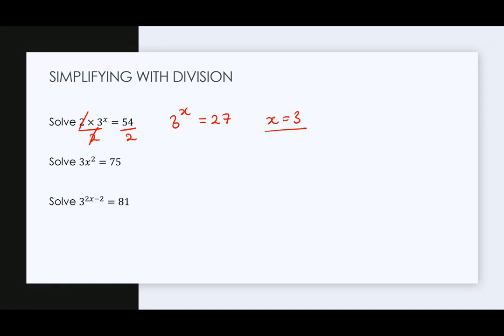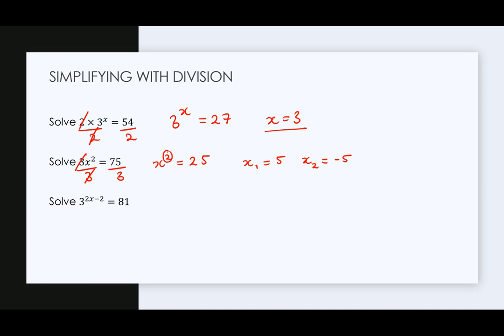Next, 3x squared equals 75. Same thing here, I'm going to divide both sides by 3 to give me x squared equals 75 over 3, which is 25. And then remembering, we have an even power here, so that means that there are two solutions. So my first is going to be the square root of 25, which is 5. The second will be minus 5.